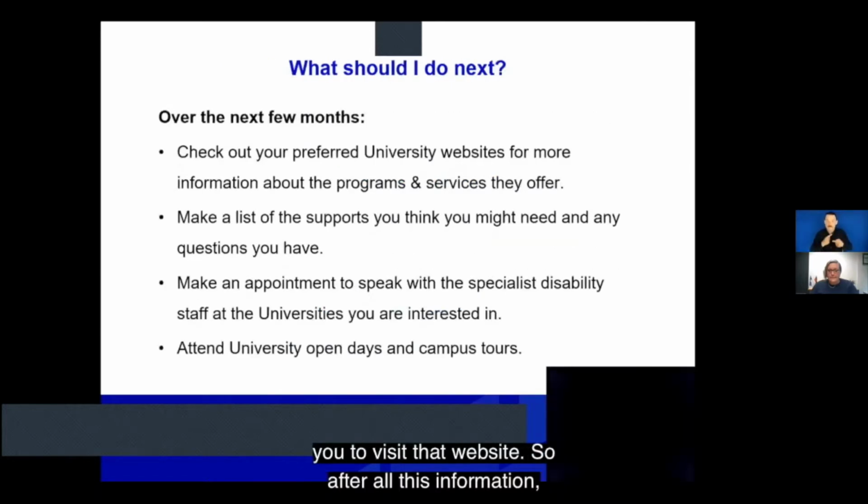So after all this information, what do I do now, you're thinking? These are the things that you should put on your to-do list for the next few months. Check out your preferred university websites and see if you can find their disability resources and have a look at what their processes are. Make a list of the supports that you think you might need and any questions you have, and then make an appointment to speak with one of the specialist disability staff at the universities you're interested in and go through those questions so that you can make an informed decision about the best place for you to head off to tertiary study.